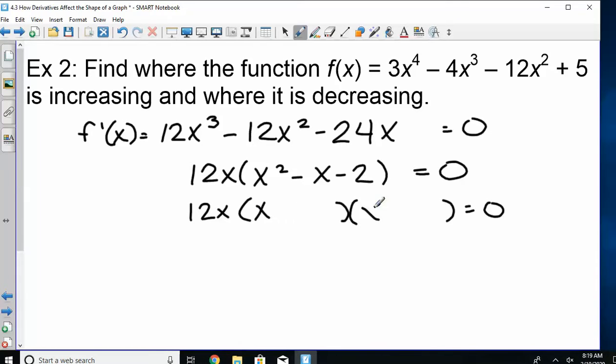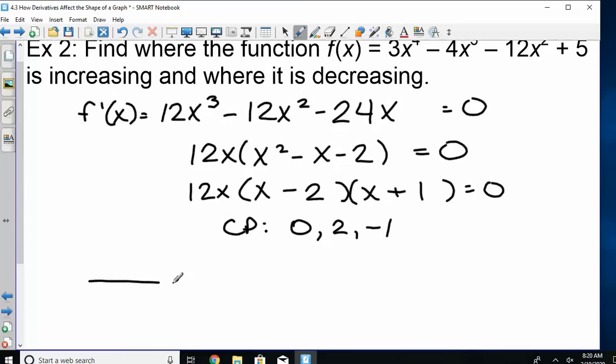Multiply to -2 and add to -1: -2 and +1. So what are your critical points? 0, 2, and -1. This thing equals 0 3 times. When you make your sign line, you have to put those things in order, left to right, just like a number line.